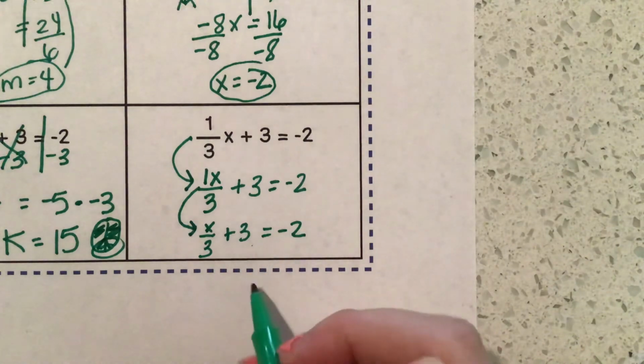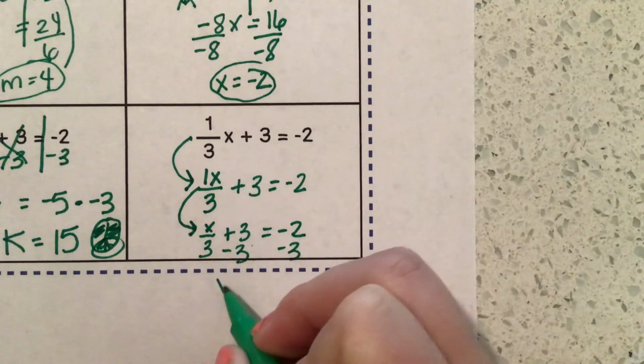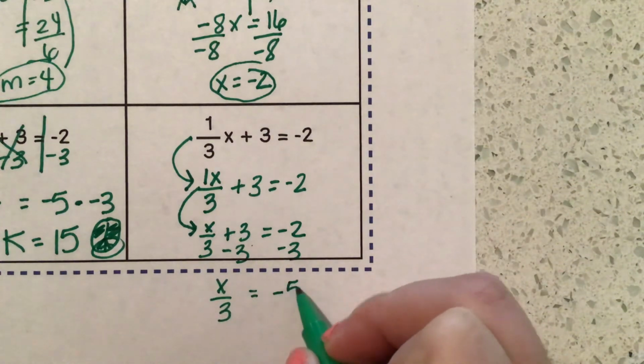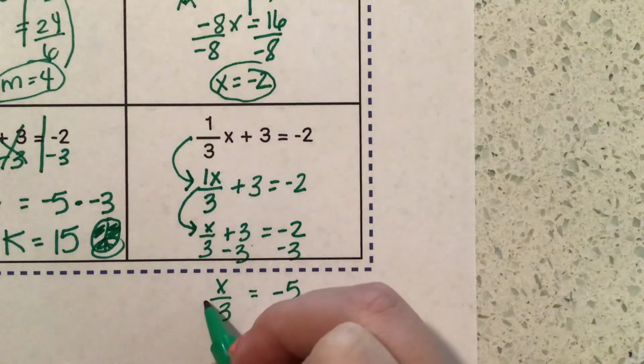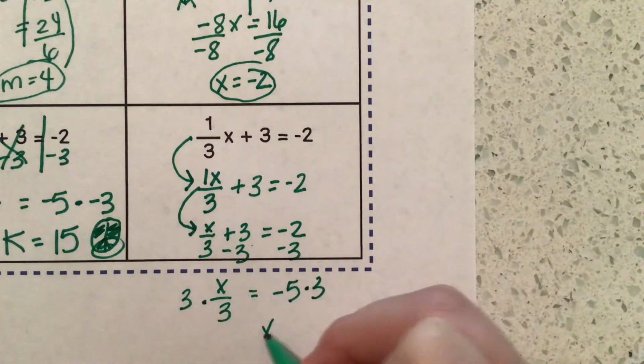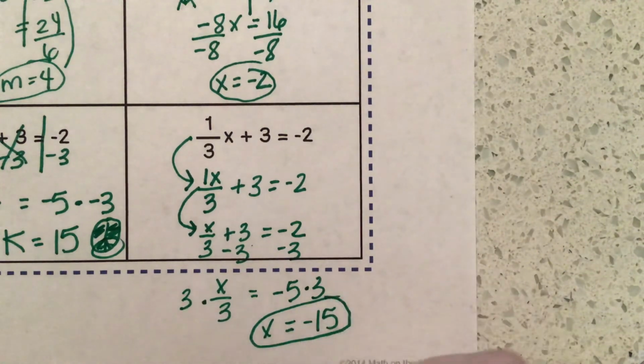Now this looks like a problem I can take care of because I can subtract 3. So I get x over 3 equals negative 5. Signs are the same, so I add and keep the sign. Multiply by 3 on both sides. And so I would get x equals negative 15. And you can plug that answer back in to check it.